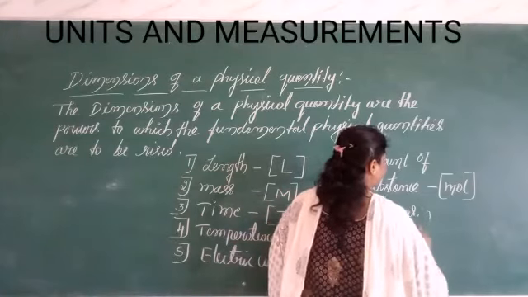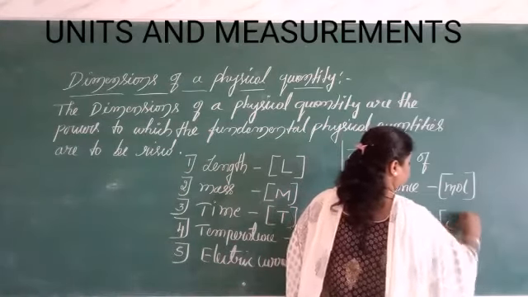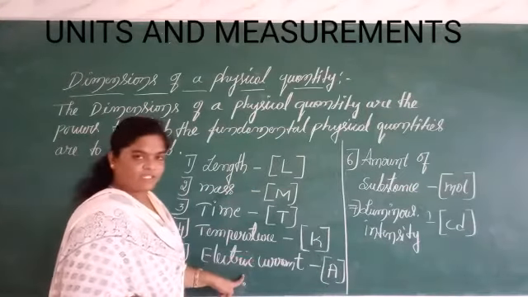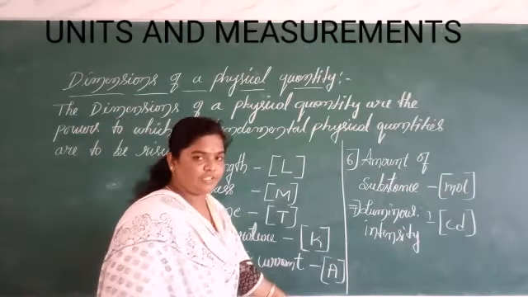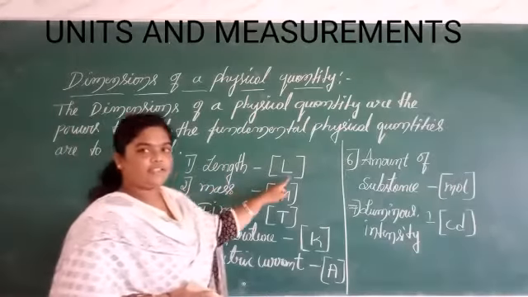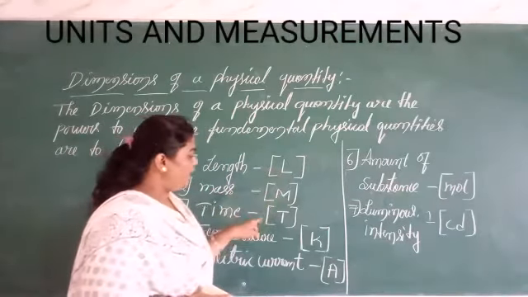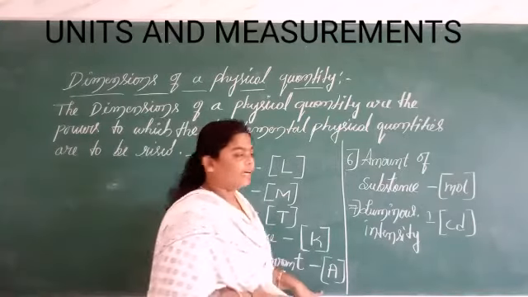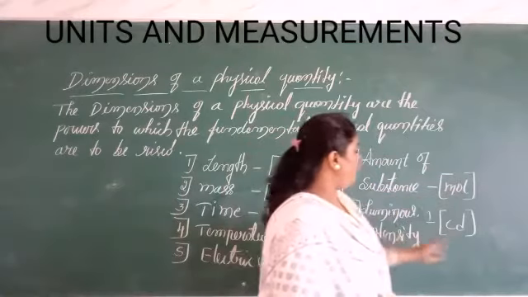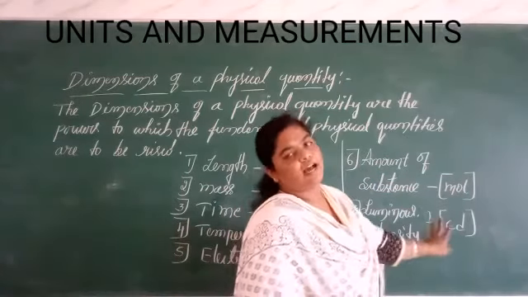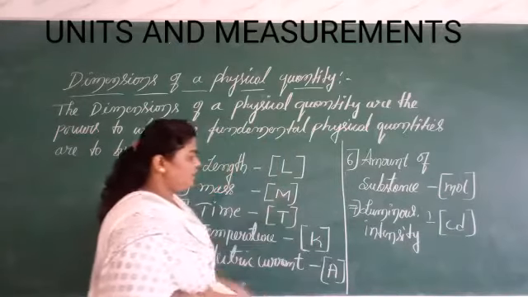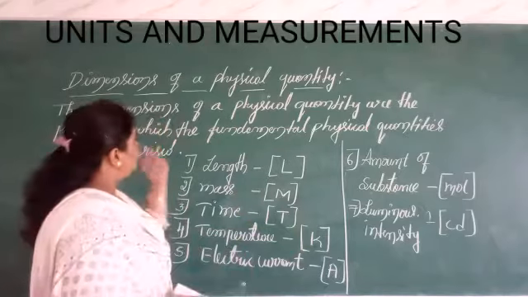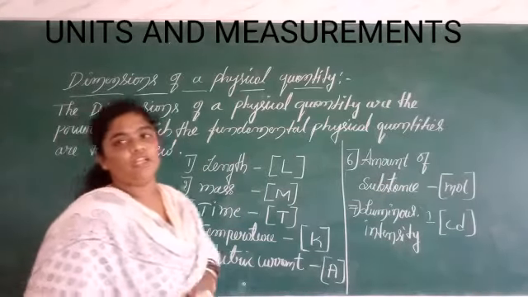Luminous intensity has the dimension CD. So these are the 7 fundamental physical quantities and their dimensions. The dimension of length is capital L, mass is M, time is T, temperature is K, electric current is A, amount of substance is mole, and the luminous intensity is CD. So these are the 7 fundamental physical quantities and their dimensions. So this is the dimensions of a physical quantity.